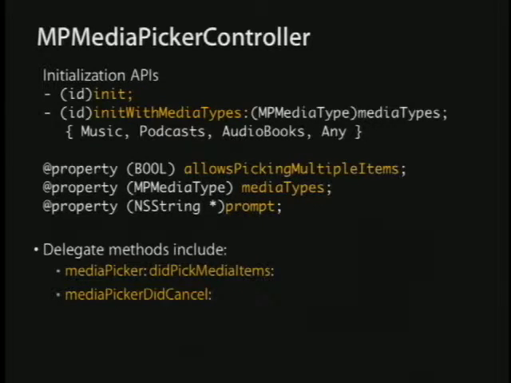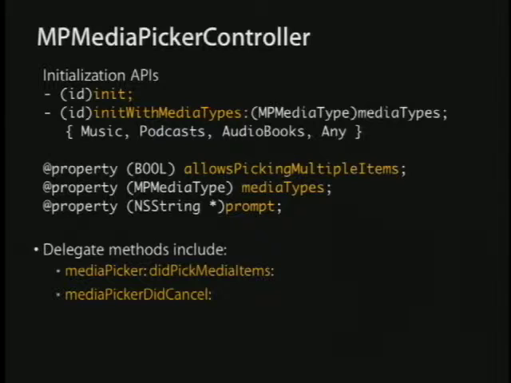You can specify whether you want it to allow the user to pick multiple items. If you say no, then the first thing they pick is going to close it, and you get a callback. If they say yes, then they can choose several items, and it may have check marks next to them. And you can also provide a prompt. So actually, this must already be embedded in a modal view controller, but you can allow it to prompt in the nav controller.